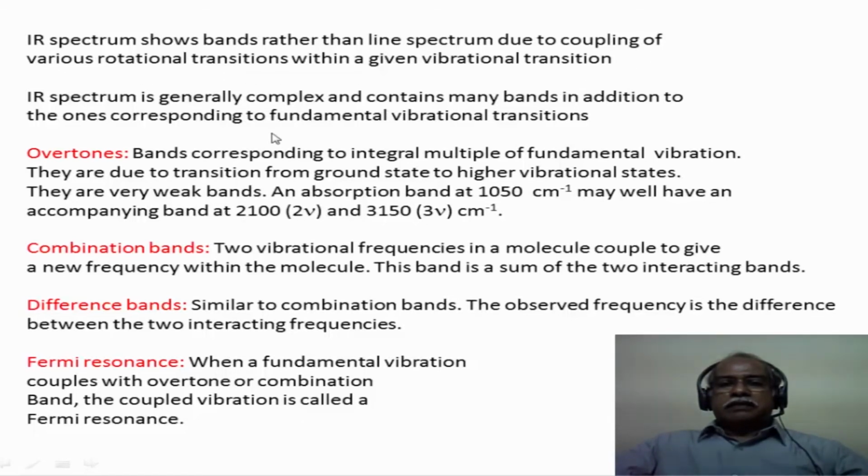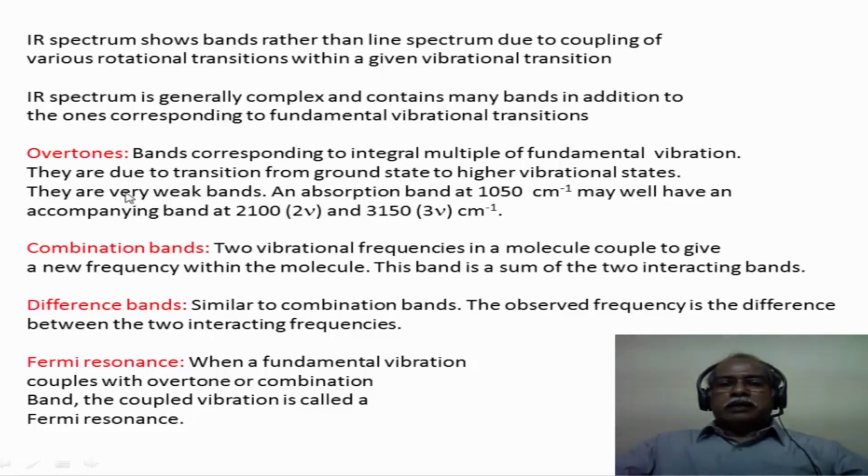Infrared spectrum is generally very complex and contains many bands in addition to the one corresponding to the fundamental vibration transitions. For example, you can have overtone bands, combination bands, difference bands and Fermi resonance bands. These are various types of bands that can appear in the infrared spectrum. Let us consider them one by one.